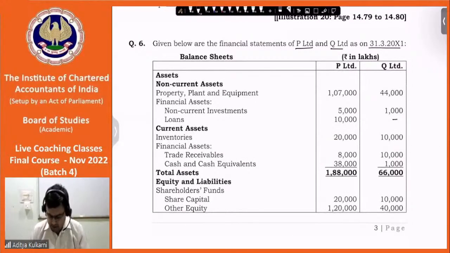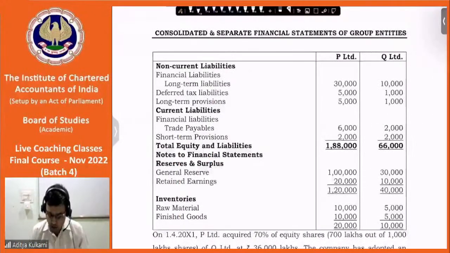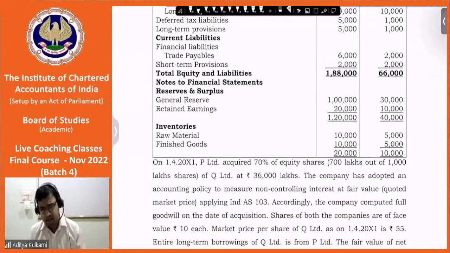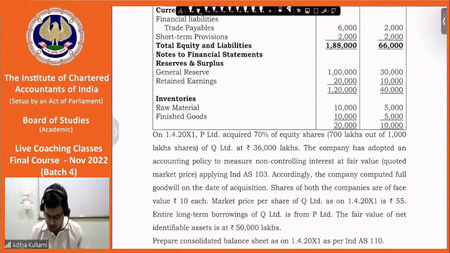Equity and liabilities, we have shareholders' funds, in that share capital, other equity. Non-current liabilities, I have financial liabilities, in that long-term liabilities, deferred tax liabilities, long-term provisions. Under current liabilities, I have trade payables and short-term provisions. In the notes to financial statements, we are given the balances of general reserve and retained earnings as at the balance sheet date. And you are given the split of inventories, that is raw material and finished goods. With this data, now read what is happening further.